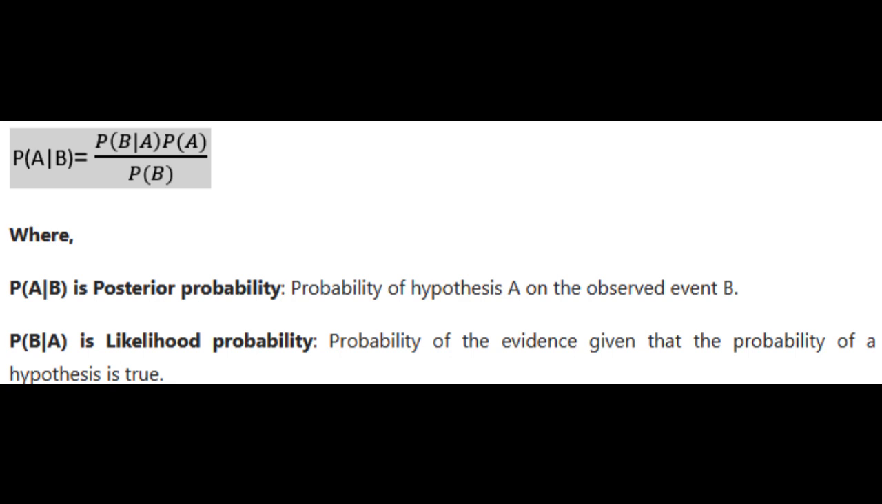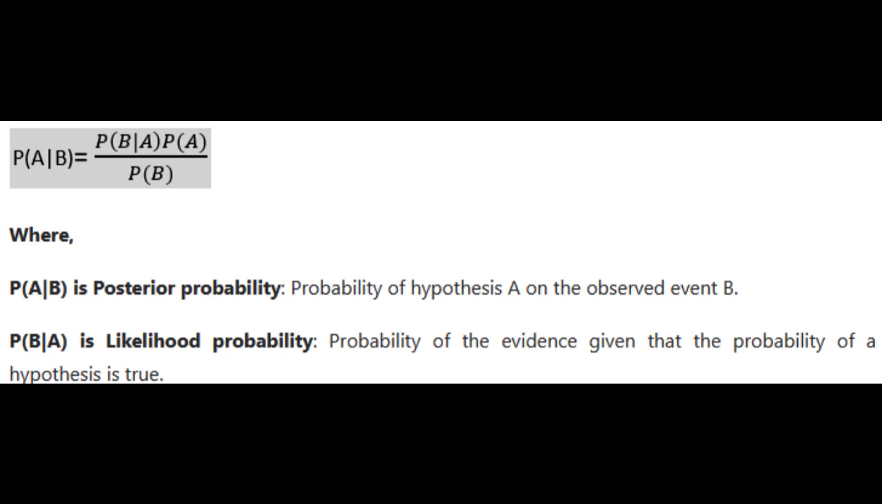Types of naive Bayes model. There are three types of naive Bayes model, which are given below. Gaussian: the Gaussian model assumes that features follow a normal distribution. This means if predictors take continuous values instead of discrete, then the model assumes that these values are sampled from the Gaussian distribution.